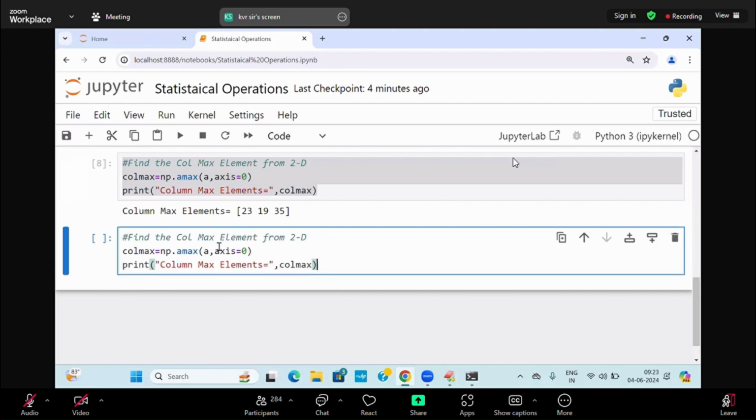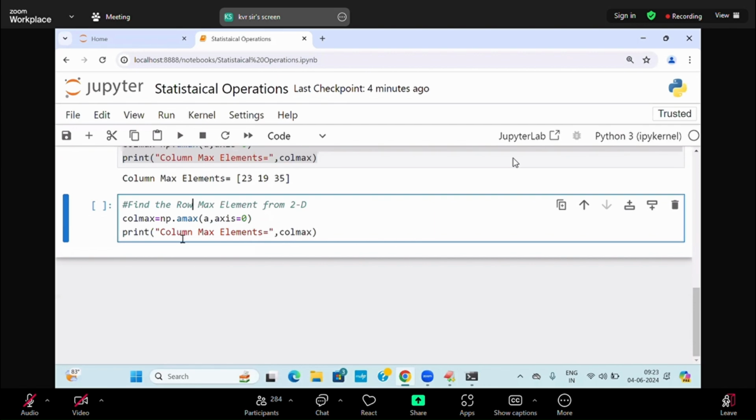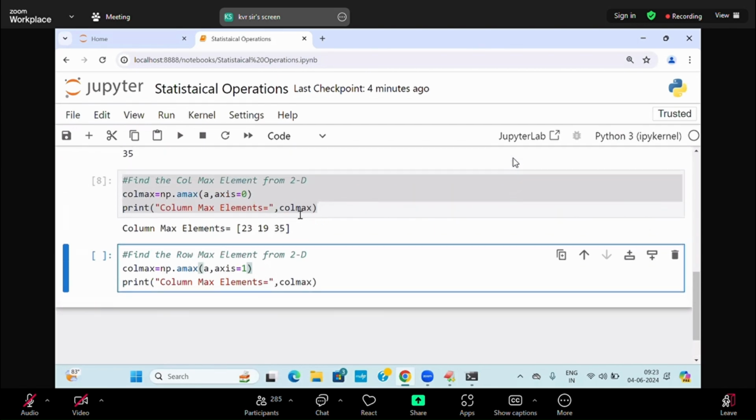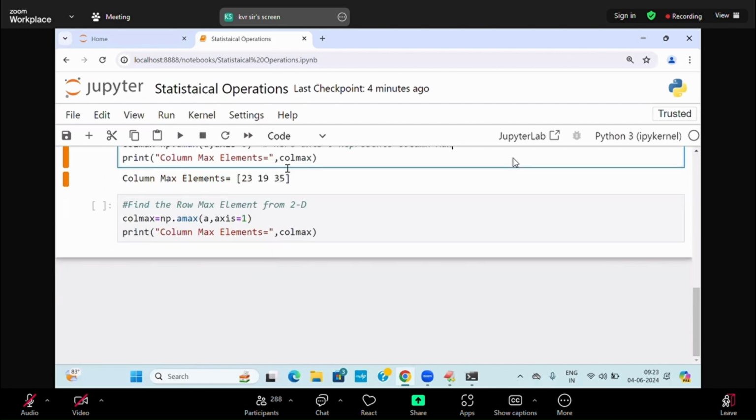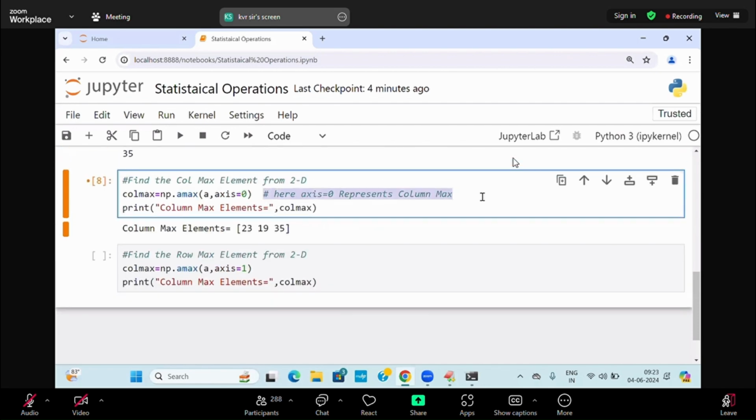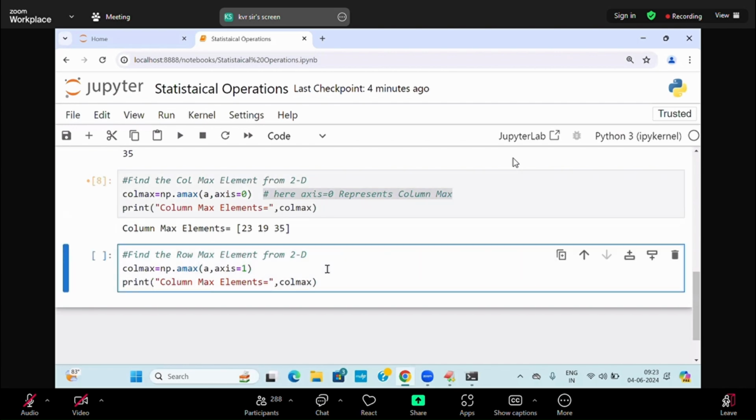Another one, row max. I'll say row max here. Row max is equal to np.max of A, comma, I'll write 1. Axis equals 0 represents column max, and axis equals 1 represents row max. So here axis equals 1 says row max.